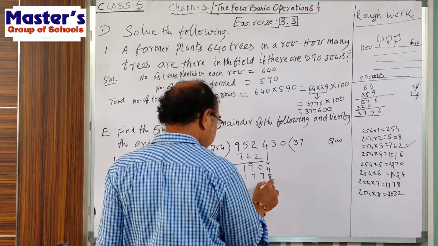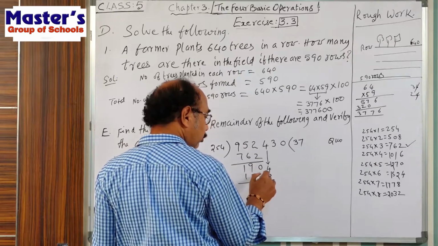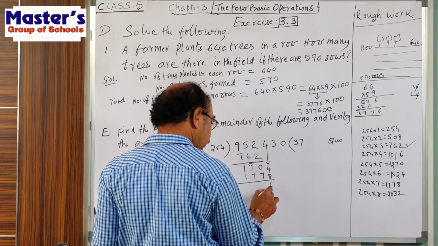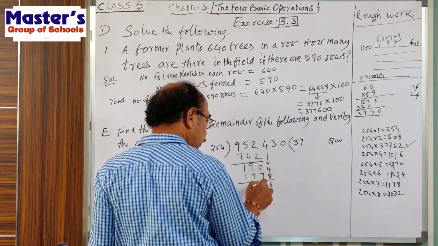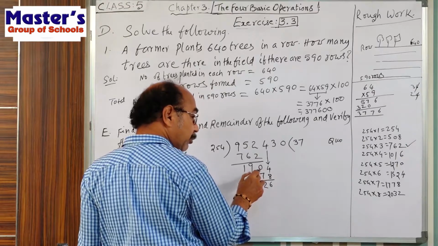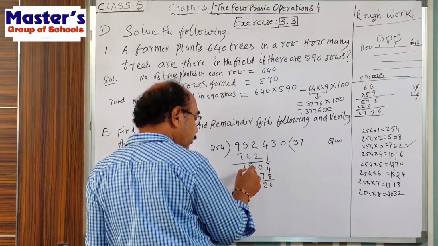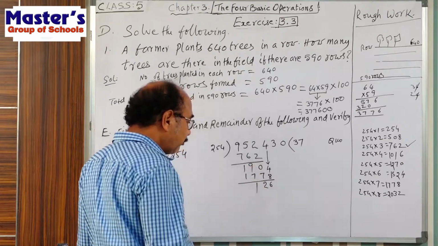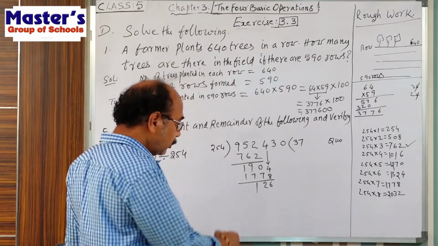1778. Subtract. 4 minus 8, here borrow, then 14. 14 minus 8, 6. Here 0 can't give borrow, so we got borrow from the 9. So 9 becomes 8. 8 minus 7, 1. Here 1 minus 1, 0.